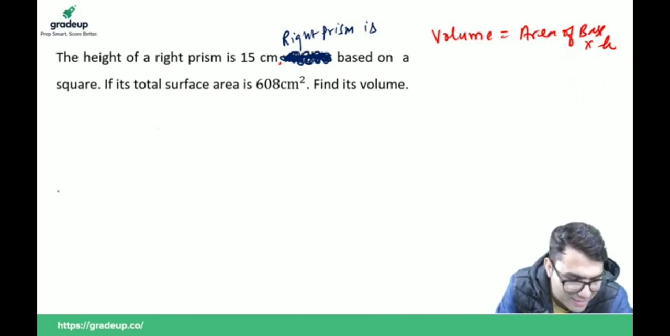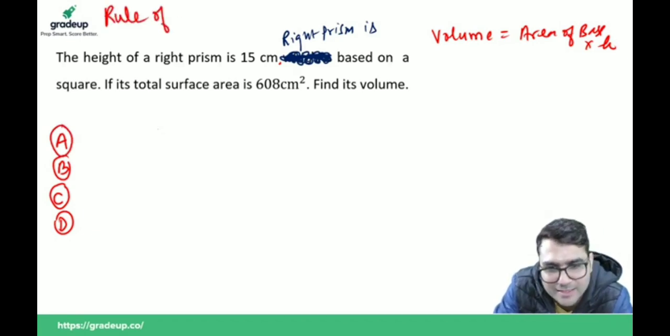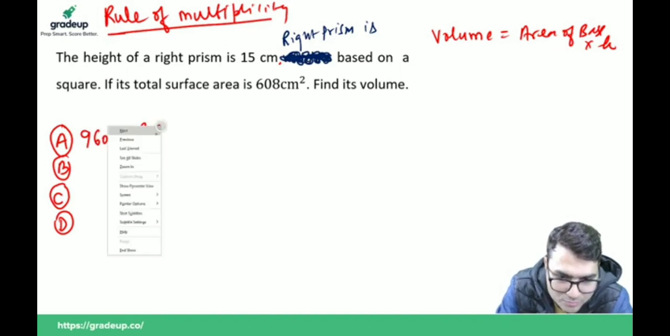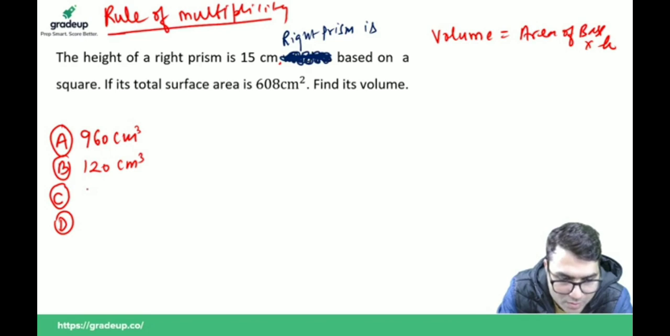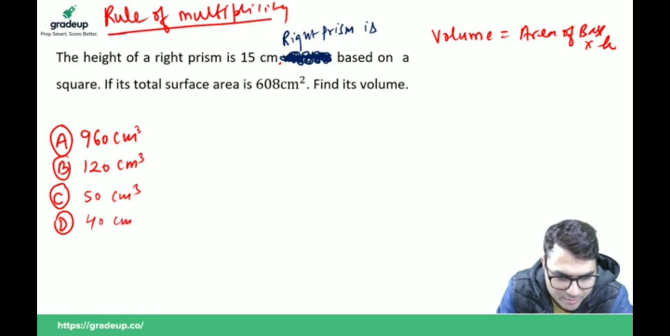So guys, how can you do this in just seconds? If you have options, and definitely you will have options in your examination, by the rule of multiplicity I can solve this question in just seconds. Let's say the options are 960 centimeter cube, 120 centimeter cube, 50 centimeter cube, and 40 centimeter cube.